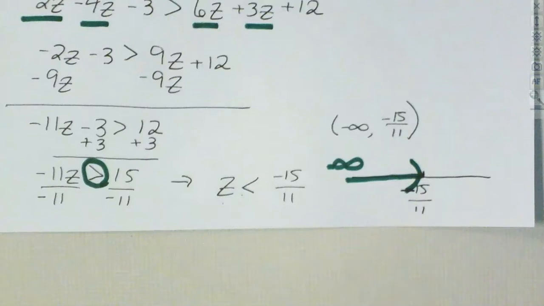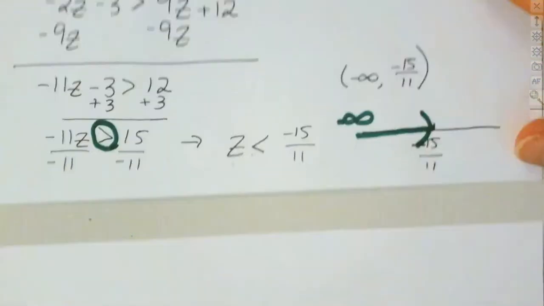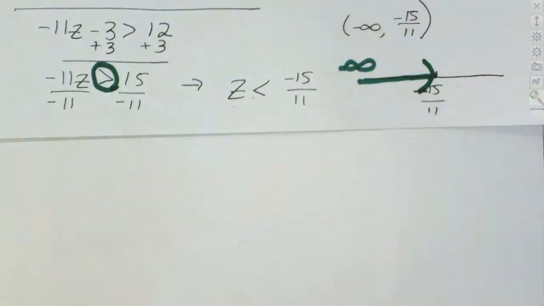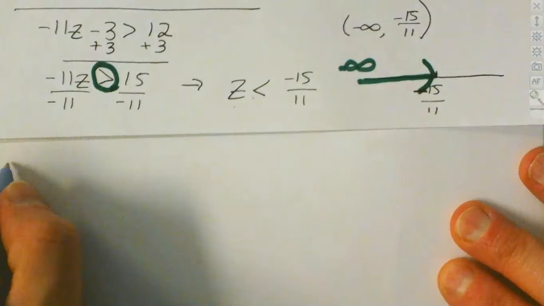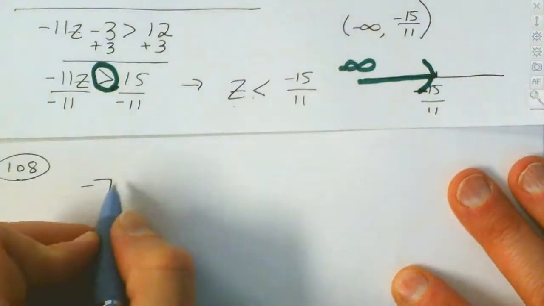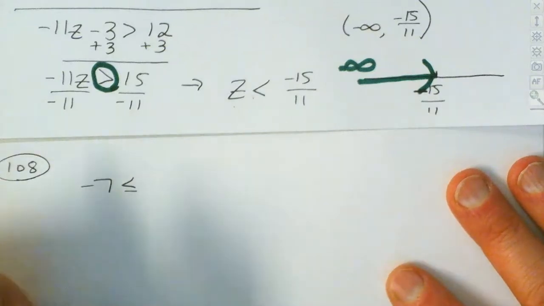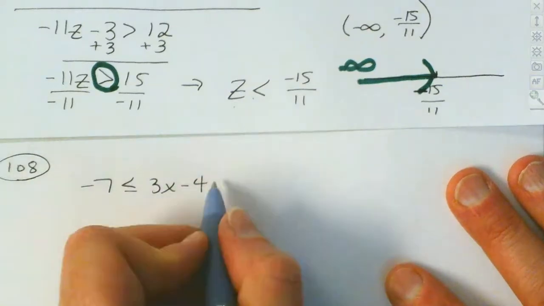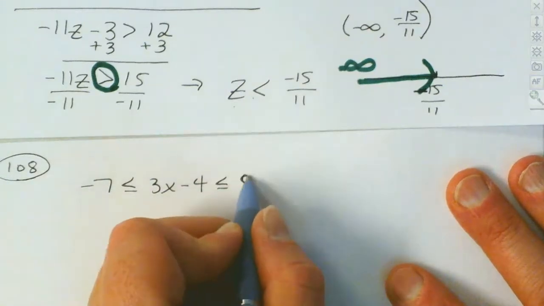Now let's look at some double inequalities, or what are called three-part. We'll do a couple of these, and then that'll be it for today, because I need to make sure we get through this part. So just a few more minutes here. Let's look at 108. Minus 7 is less than or equal to 3x minus 4 is less than or equal to 8.